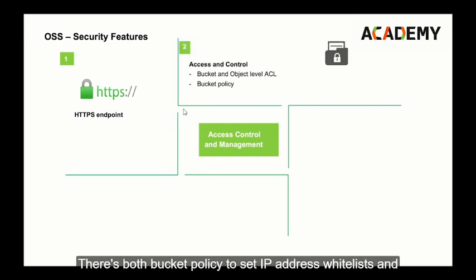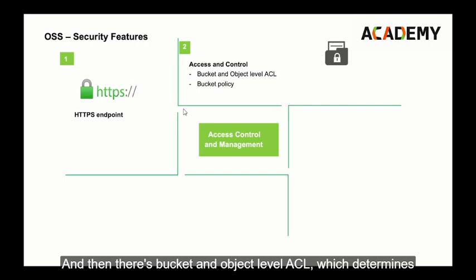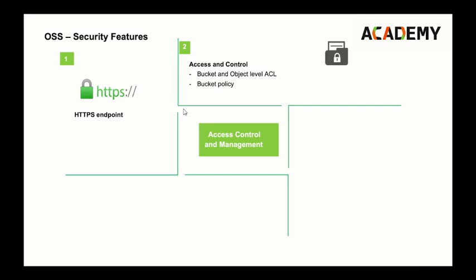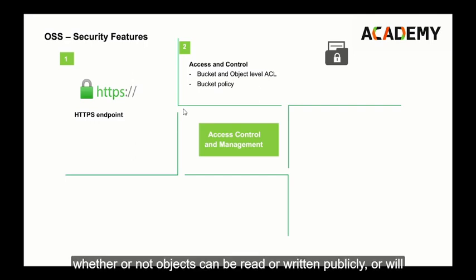Access control, there's both bucket policy to set IP address whitelists and blacklists and set conditions on access like requiring HTTPS, and then there's bucket and object level ACL, which determines whether or not objects can be read or written publicly or will require a signing key.